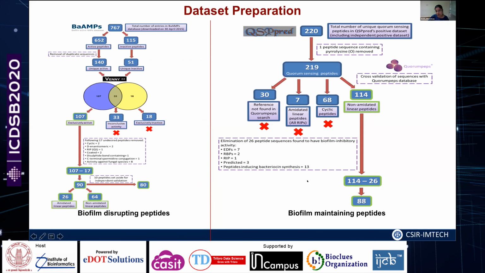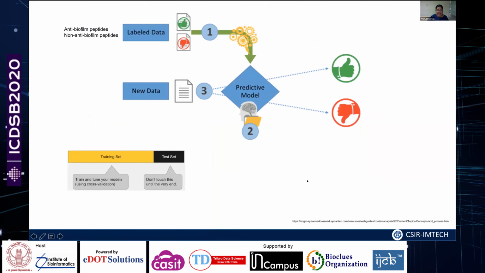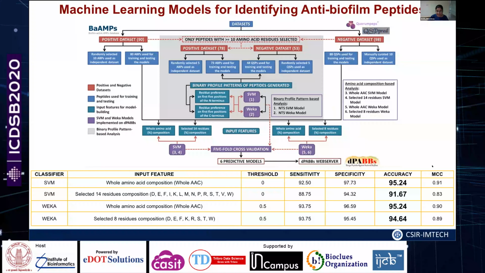If you go to the paper, you can read more about it. And then, as the previous professors have told you, how do you basically submit labeled data to a machine learning model, give it new data, and see if it is able to classify your unlabeled data correctly. So in this case, we generated both SVM and Weka based models on feature selection.